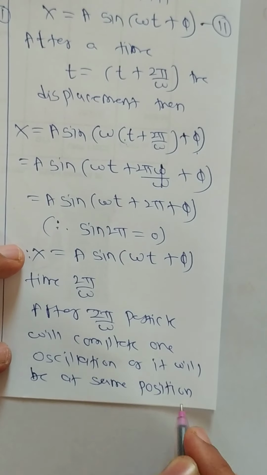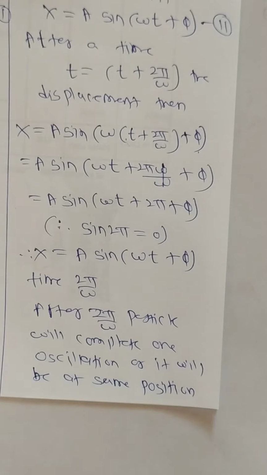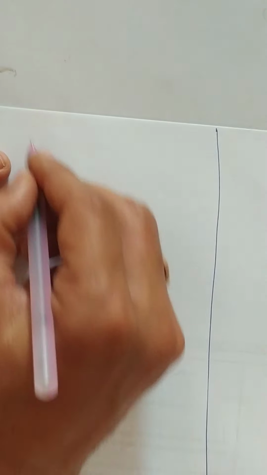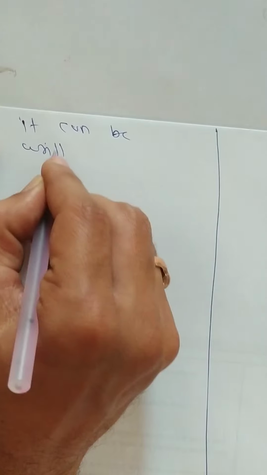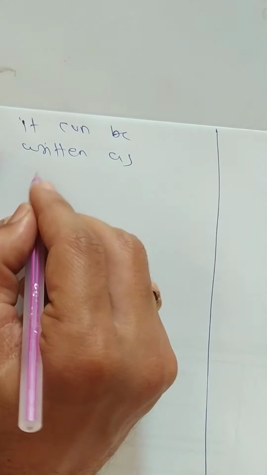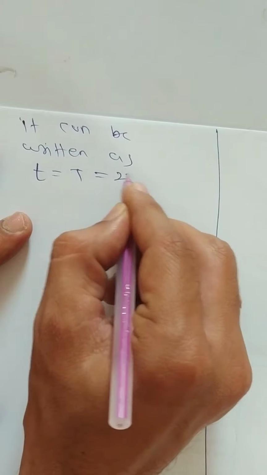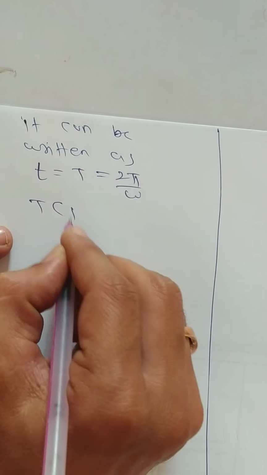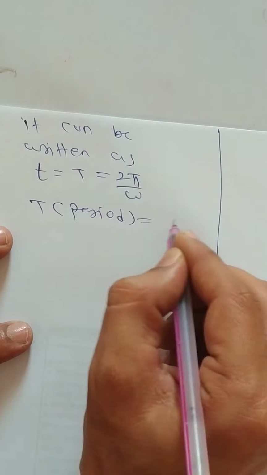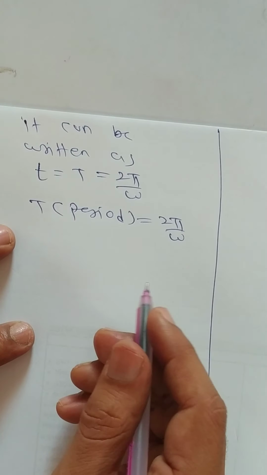It will be at the same position every 2 pi upon omega. The particle will be at the same position. So I will consider this as capital T also. It can be written as small t is equal to capital T is equal to 2 pi upon omega, where 2 pi upon omega is nothing but your period. T is nothing but the period. That is equal to 2 pi upon omega.